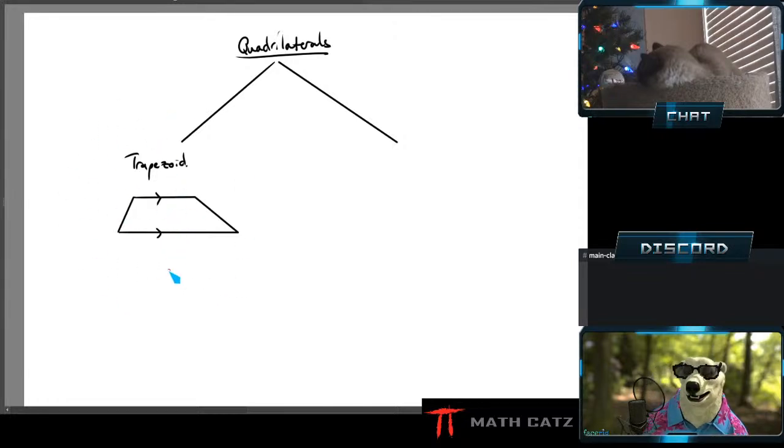So I'm not writing these out in words. You can rewatch the video and write it out if you want to. A trapezoid is a quadrilateral that has at least one pair of opposite sides parallel.